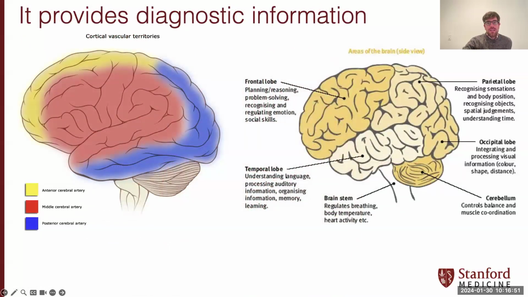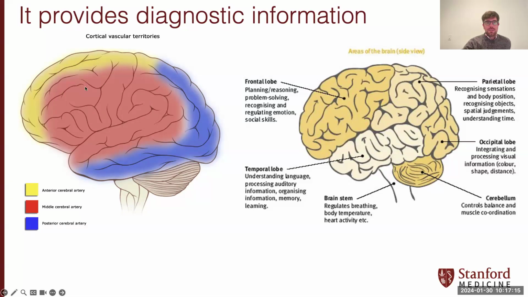It also provides really important diagnostic information. In the cerebral cavity, strokes are a really good example. Strokes are when blood flow to an area of the brain gets stopped, or actually when you have a brain bleed, that can also be a stroke. But in most common cases, blood flow gets stopped due to a clot.